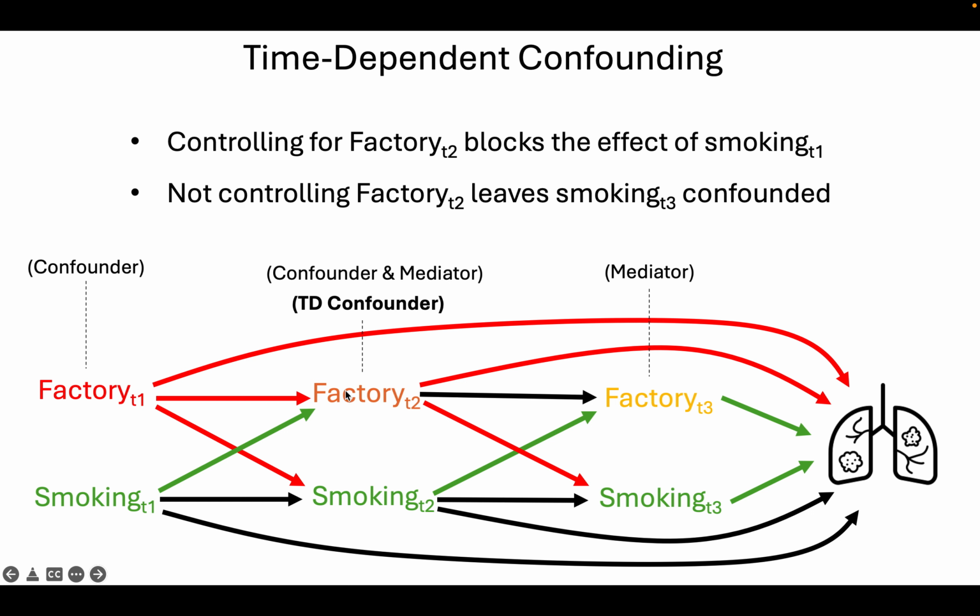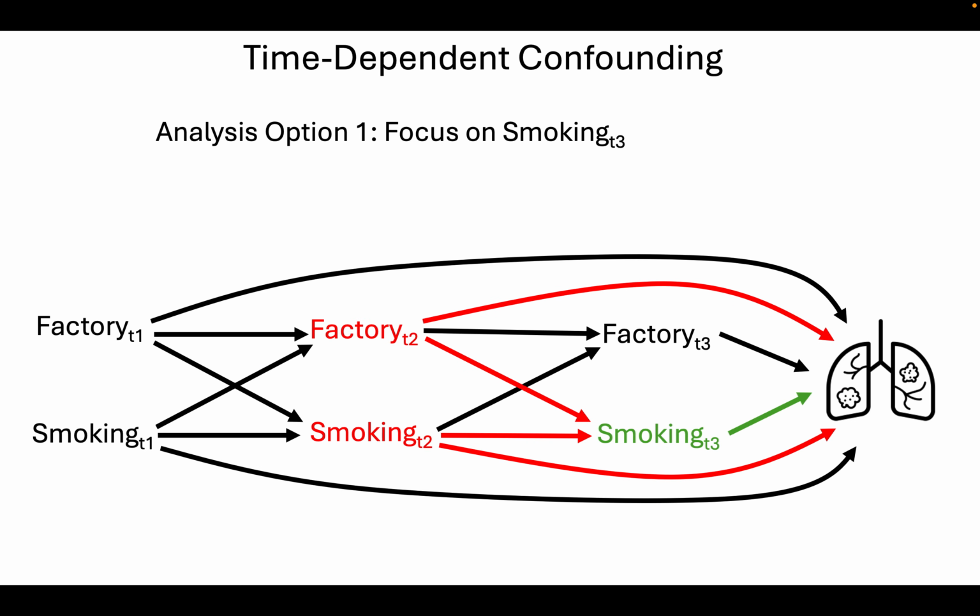But if we don't control for factory at time 2, it still is exerting a confounding influence on smoking at time 3. So basically, you're in trouble if you control for it or if you don't control for it. So standard regression approaches just won't typically work. The simplest option for handling this, we're going to get to the marginal structural modeling, but the simplest one is to simply focus on smoking at time 3, acknowledging this complexity over here.